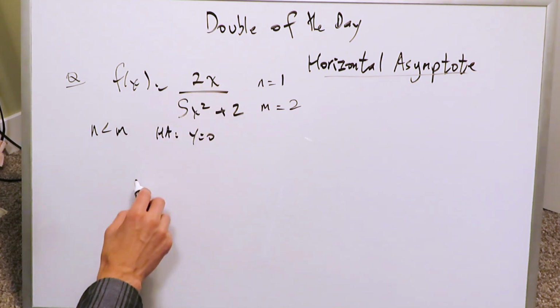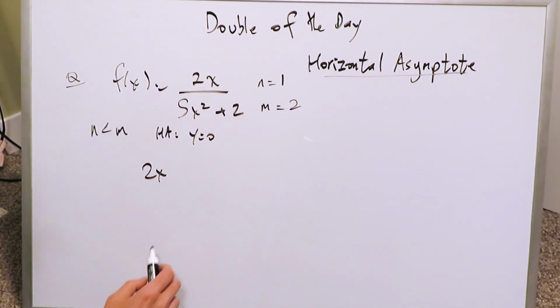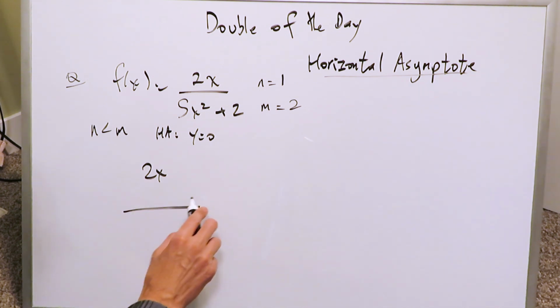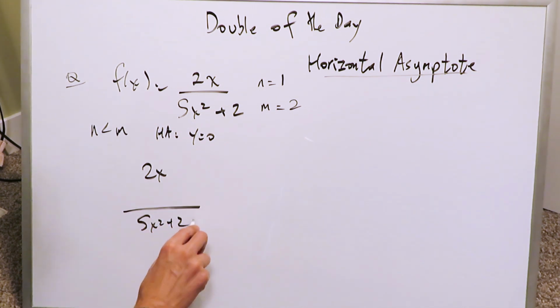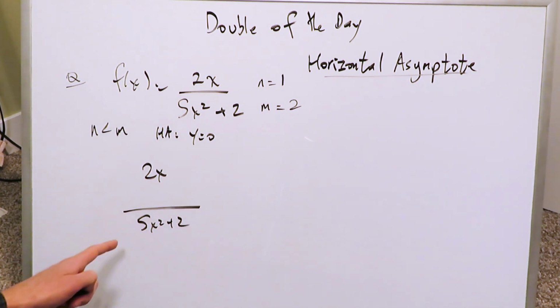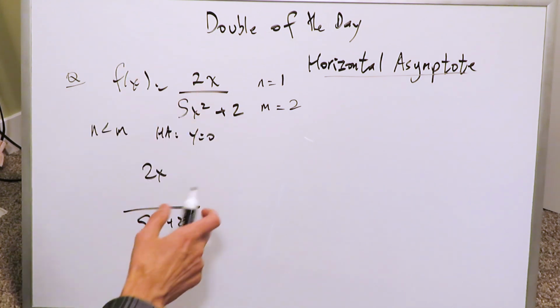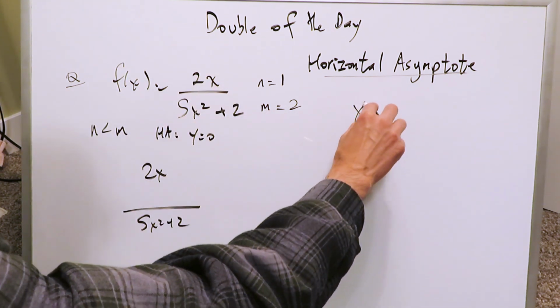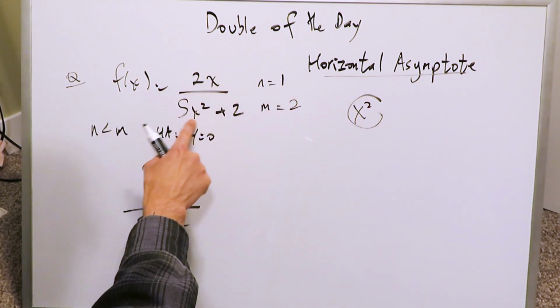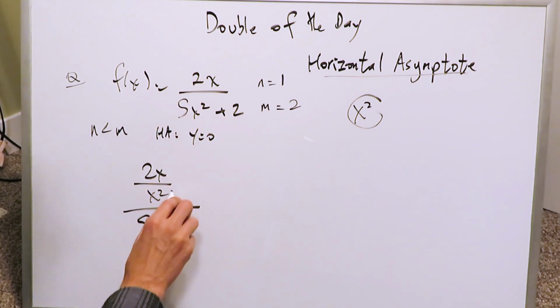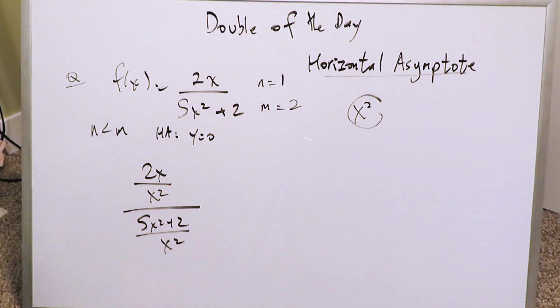When you look at this numerator polynomial, you have 2x. When you look at this denominator polynomial, you have 5x squared plus 2. You take the numerator and you take the denominator and you divide it by the highest order degree of exponent variable that you see in the entire function. The highest order I'm seeing over here is an x squared. I'll take the numerator and I'll divide it by x squared, and I'll take the denominator and I'll divide it by x squared, and then you simplify and see what happens.